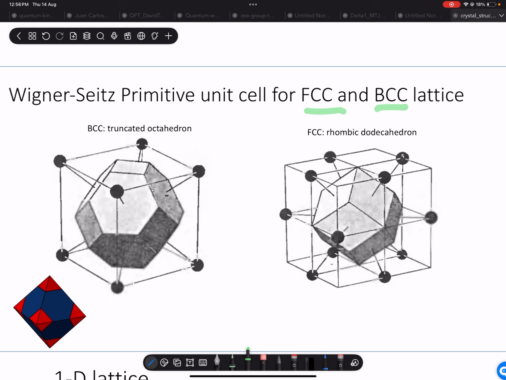So primitive unit cells sometimes look horrible. Let's say for BCC it's a truncated octahedron, and for FCC it's a rhombic dodecahedron, kind of complicated structures. But these are unique, so they are not always used as a reference. But in some cases, let's say to construct a band structure and all those things, we will come back to this very important concept of the Wigner-Seitz primitive unit cell, right?